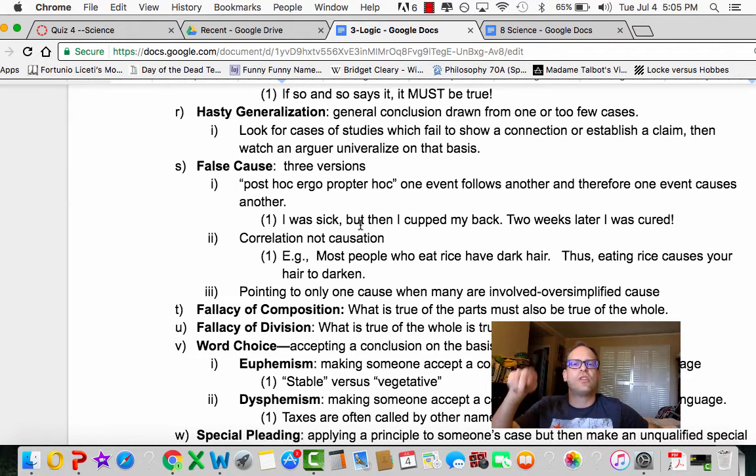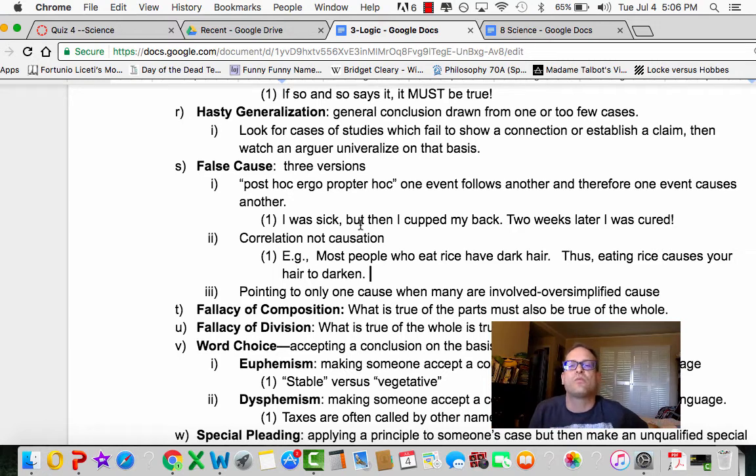first one is when we say post hoc ergo propter hoc. It's when one event follows another so that we assume that the first event caused the second event. So I've got an example here. I was sick, but then I did the cups on my back, and then 2 weeks later I felt all better. You know, you just cup your back, wait a couple, 2-3 weeks, and your cold will go away. Somebody might rightly point out, look, your cold might have gone away anyway, whether or not you cupped your back. 2 or 3 weeks for a cold, that sounds about right. So you need to be careful. Just because one event follows another doesn't mean one event is caused by another.